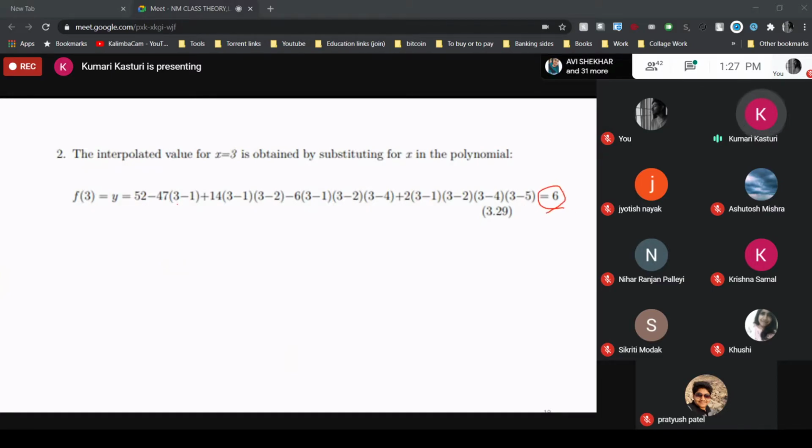If you remember, the same question we have done by code as well as solved by using the Lagrange polynomial, and you got the same answer. Am I right? We have done the code of that one. In that code also you have the result 6. Yes or no? Is that okay?